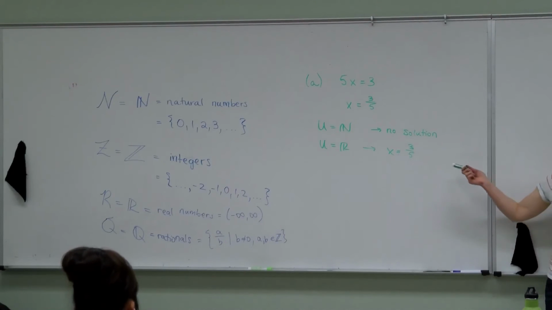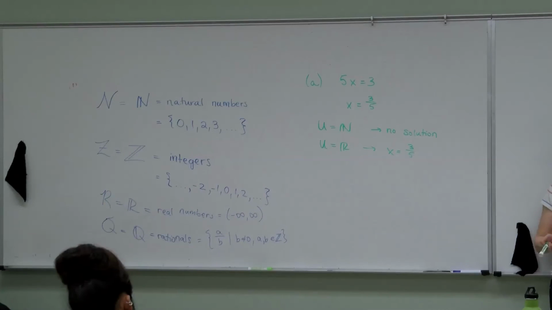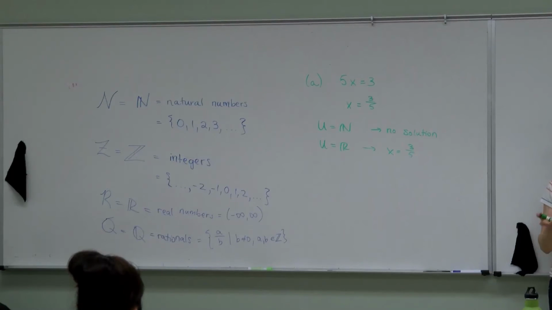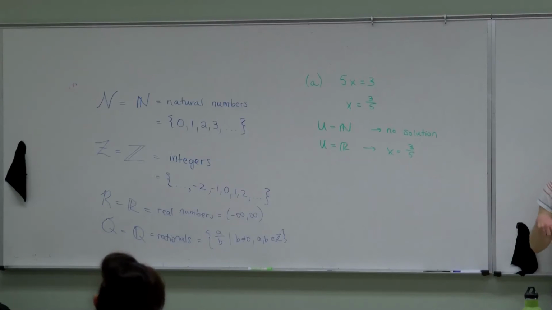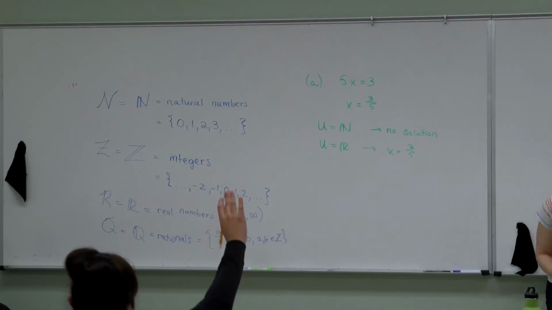So you weren't asked about this, but we could talk about what solutions there are in the integers. So if I was in Z instead, then what would my solution set be? No solutions, yeah. And then what about if I were working in the rationals? Would I have a solution there? Yeah, and it would just be this 3/5. Okay, cool.